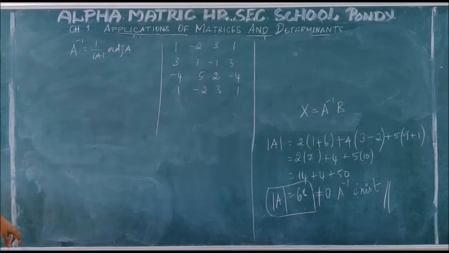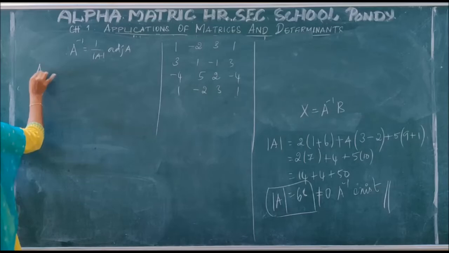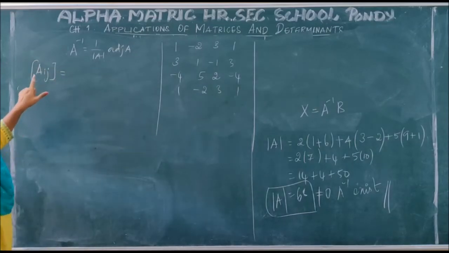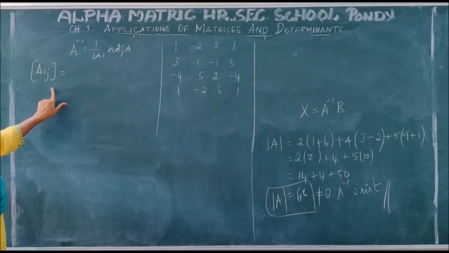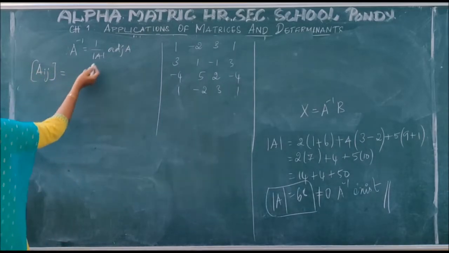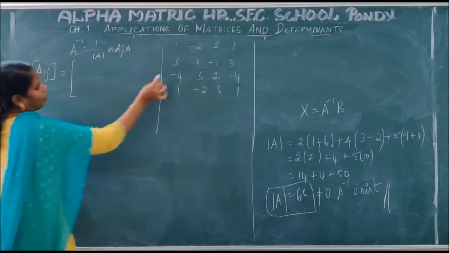Now we are going to find the adjoint. For that, we are going to find the cofactor matrix. You have to write it as Aij for the cofactor matrix. You should not write cofactor matrix, it has to be mentioned as Aij. So Aij is equal to what?